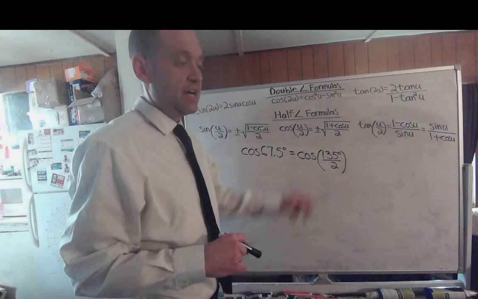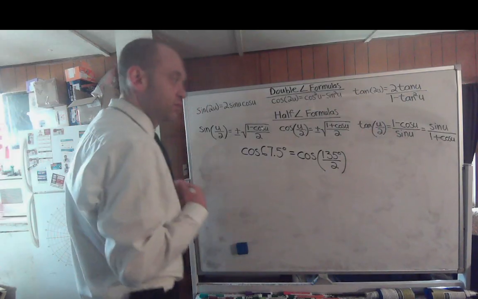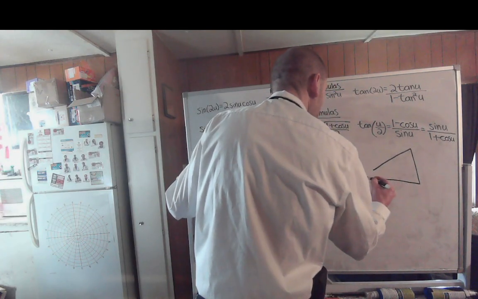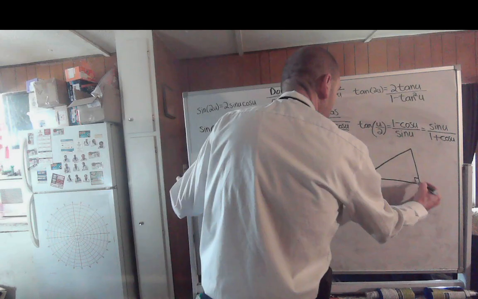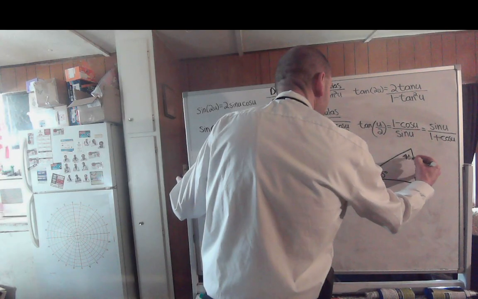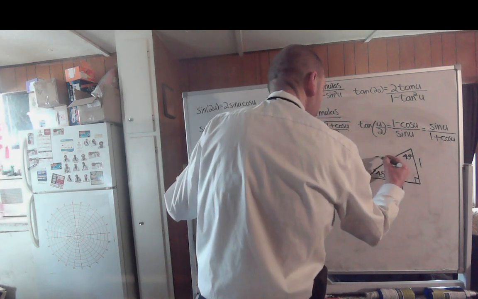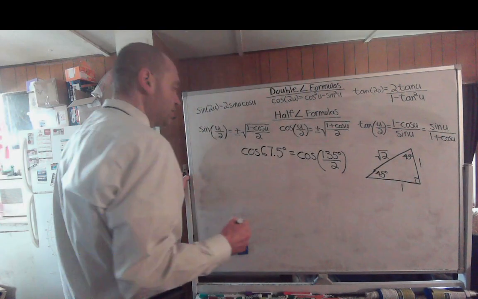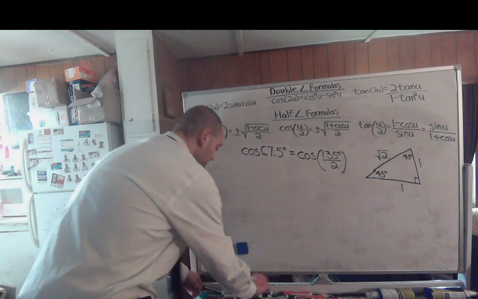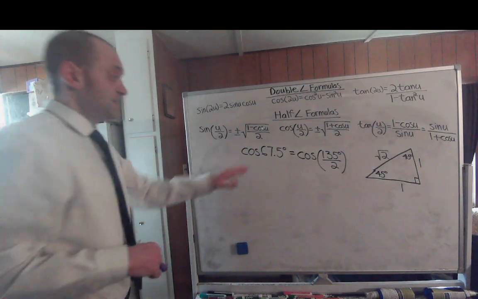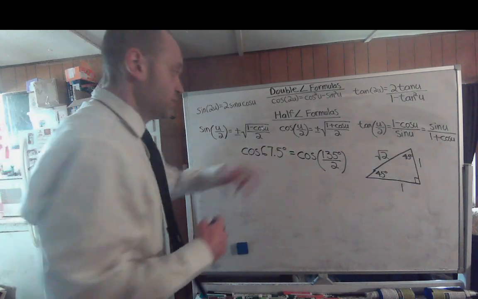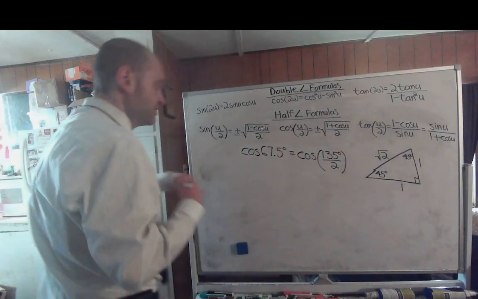Well, 135 is what? That's a 45 degree angle in the second quadrant. So let's draw ourselves another 45, 45, 90 right triangle. I know it's not exactly drawn to scale, but it'll do the job. And we do have a half angle formula for the cosine, so let's plug that in. Now that 67.5 itself, it's in the first quadrant, so your cosine is going to be positive. So we're going to take the positive square root.